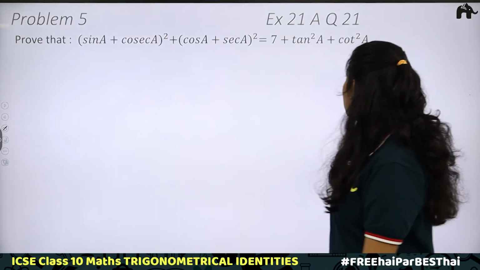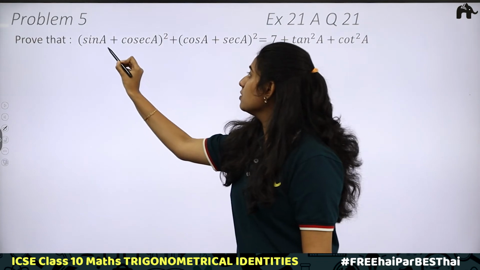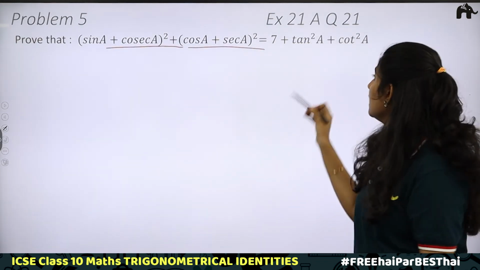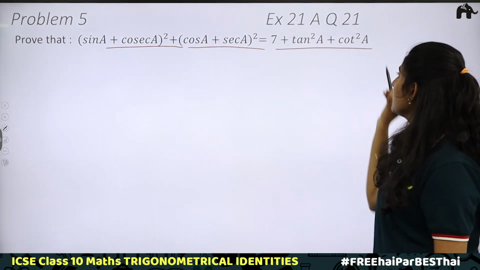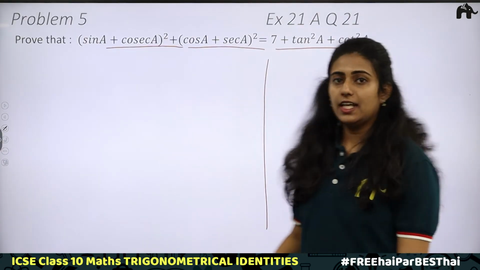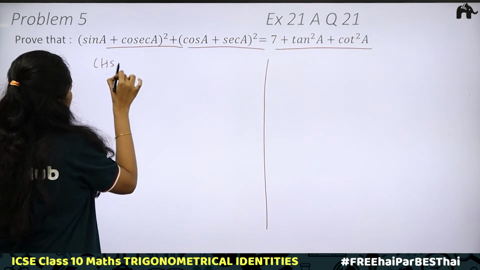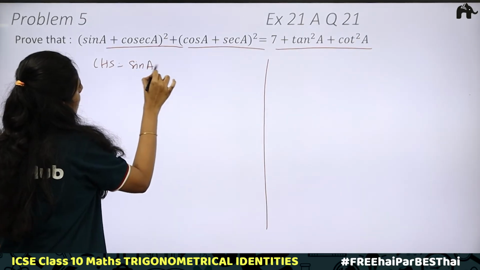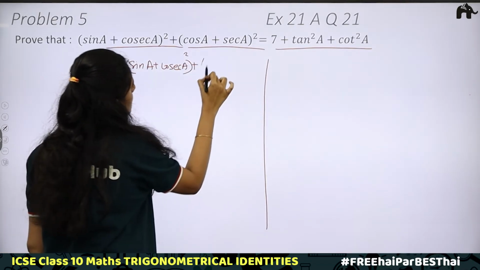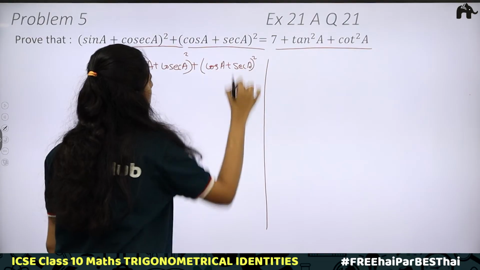Problem 5, question 21 of exercise 21A. Prove that sin A plus cosec A whole square plus cos A plus sec A whole square is equal to 7 plus tan square A plus cot square A. Take the left hand side. Here we have sin A plus cosec A whole square plus cos A plus sec A whole square.